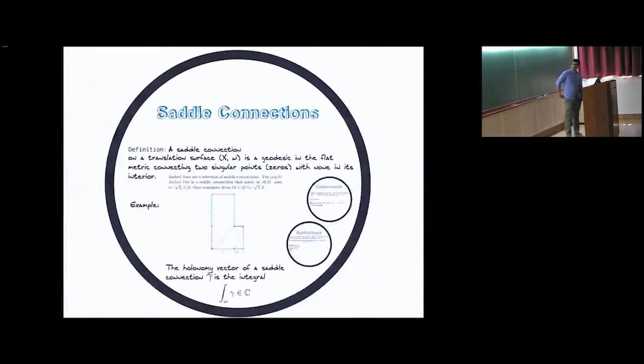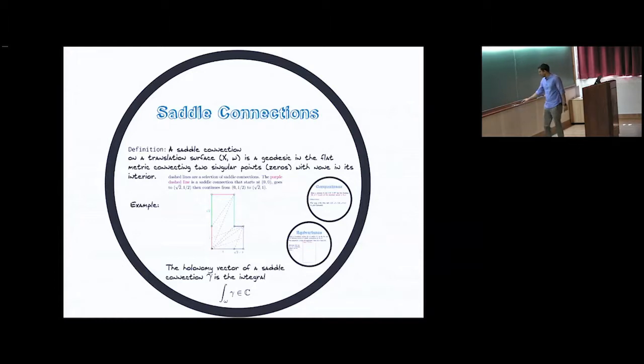All right. So for this, we go back to saddle connections. So remember, a saddle connection is a geodesic connecting two zeros on a translation surface. And then the holonomy vector is the integral of omega over gamma. It's how far you went horizontally and how far you went vertically.